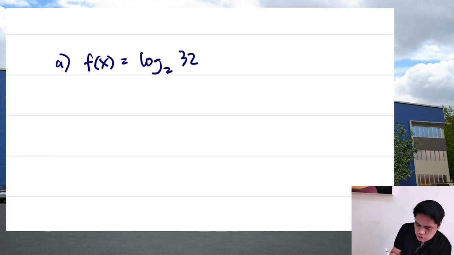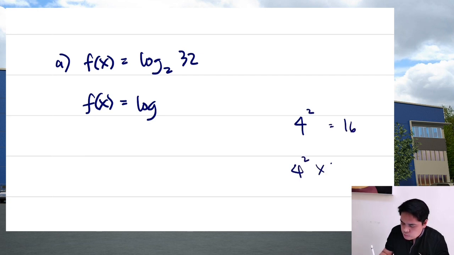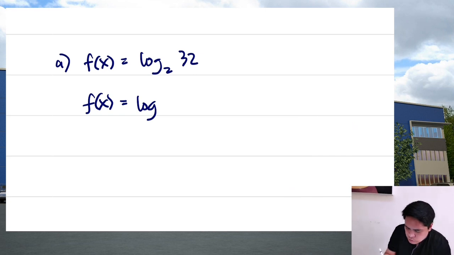For letter A, that is simply f of x is equal to logarithm. Ano ba yung 32? Yung 32 is 16 times 2. And 16 is 2 raised to 4. Right? So, 2 raised to 4 is 16 and 16 times 2 is 32. So that's 2 raised to 4 times 2, so 2 raised to 5. So 32 is 2 raised to 5 to the base 2.